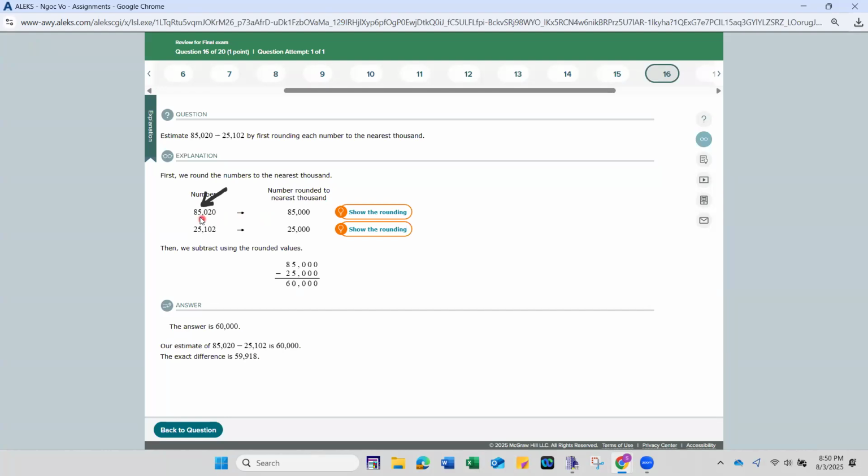So as I have a 5 here at my place and my next right number is actually 0, I don't need to add 1. My rounding becomes 85,000. Similarly, if I do this rounding at 5, my right side number is 1, which is lower than 5. That's the reason that number becomes 0 and value becomes 25,000. Once you finish rounding, then you need to subtract and that gives you your final answer.